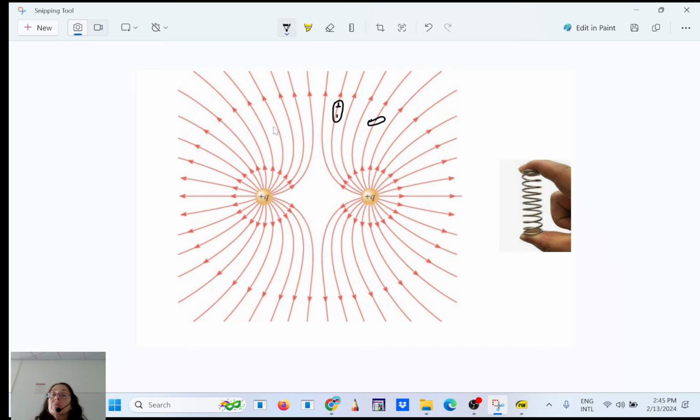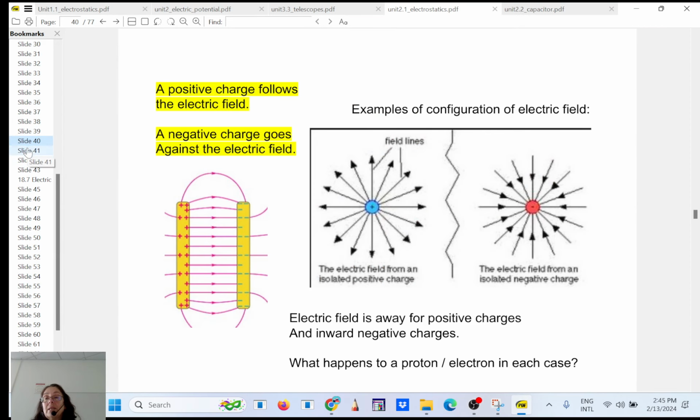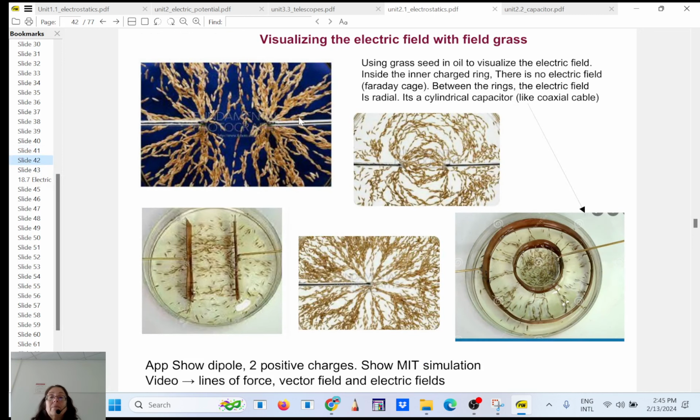How do we call that? Remember? Polarization. Okay, it's going to be polarized. Do you see that? So that's how we can visualize the electric field here. You have little seeds.